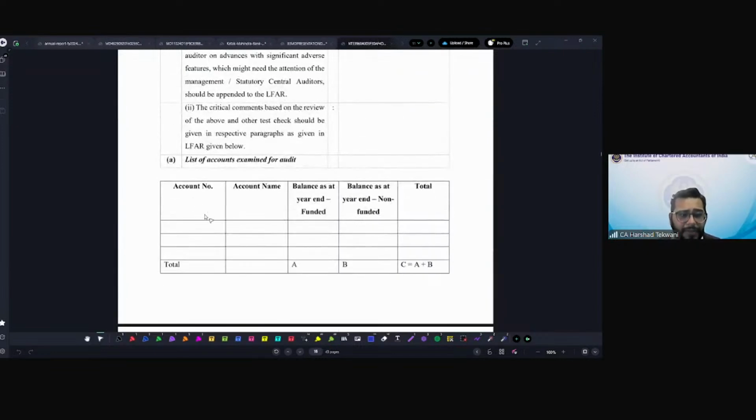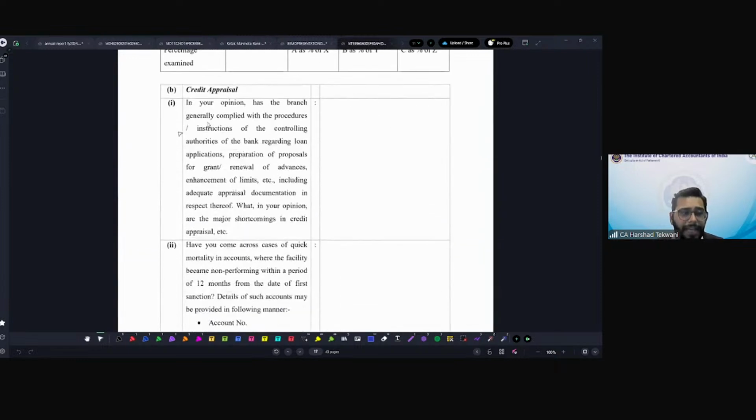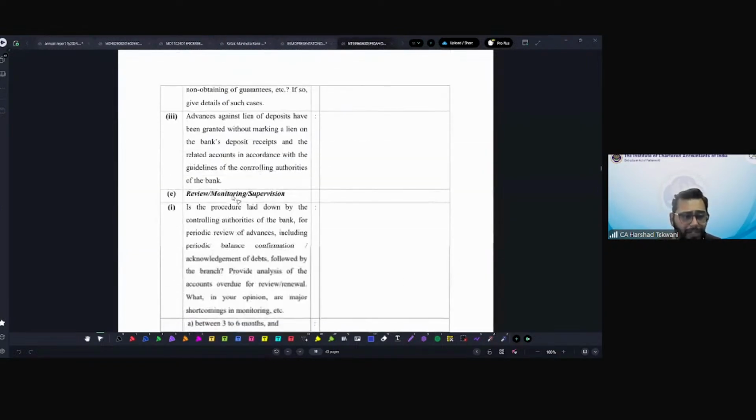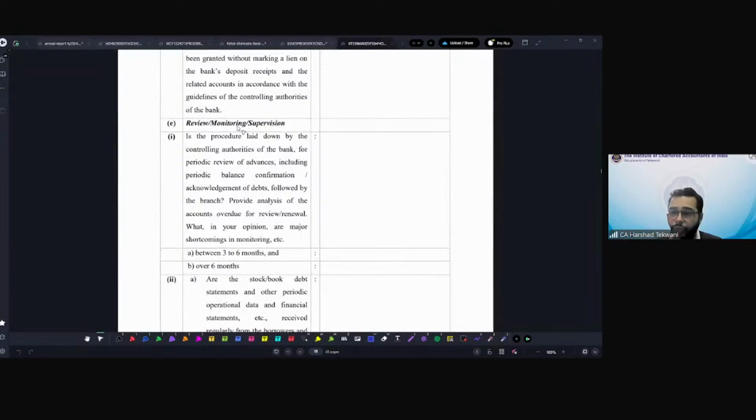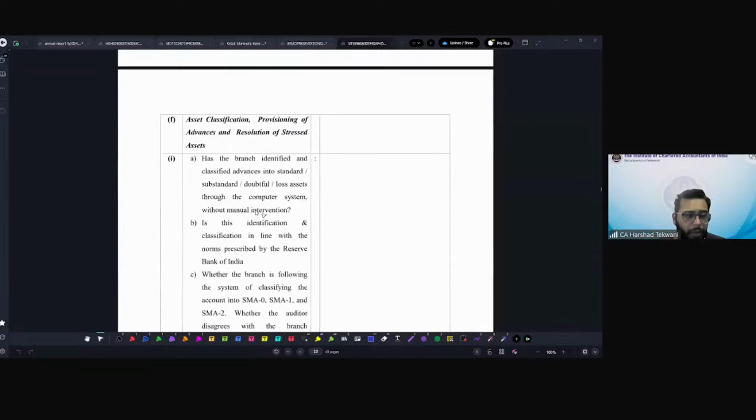Then you have details with respect to the accounts, the list of accounts that you have examined during the audit: account name, balance at the year end, funded, non-funded, everything, okay. Then capital appraisal related things. Then you have documentation, monitoring, review, supervision related things with respect to a bank, okay. Then asset classification, provisioning, advances, resolution of stressed assets.